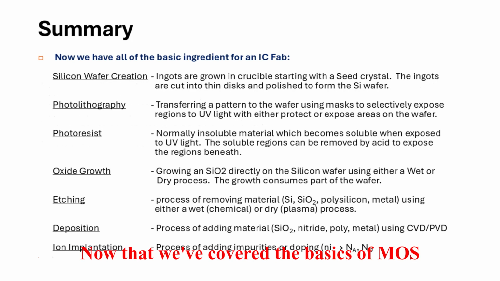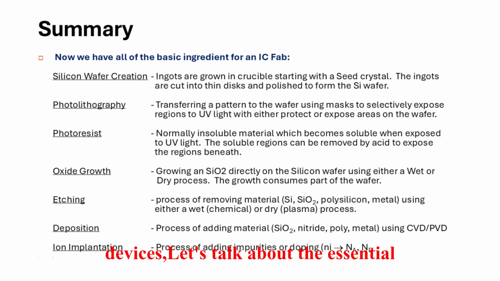Now that we've covered the basics of MOS devices, let's talk about the essential building blocks for integrated circuit fabrication. We start with silicon wafer creation. This begins by growing a pure silicon ingot in a crucible using a seed crystal in the Czochralski process. Once the ingot is grown, it's sliced into very thin discs and polished to a mirror finish, giving us the silicon wafers that serve as our starting point.